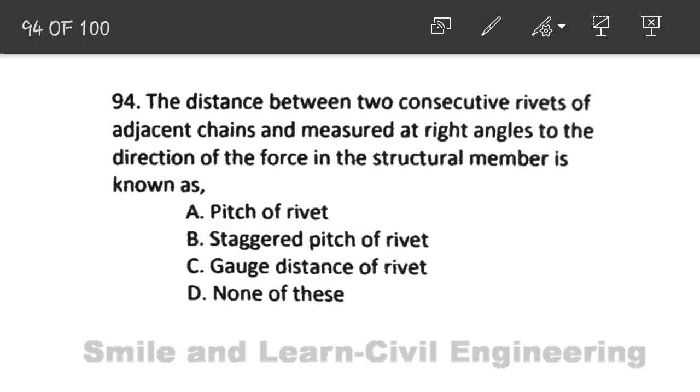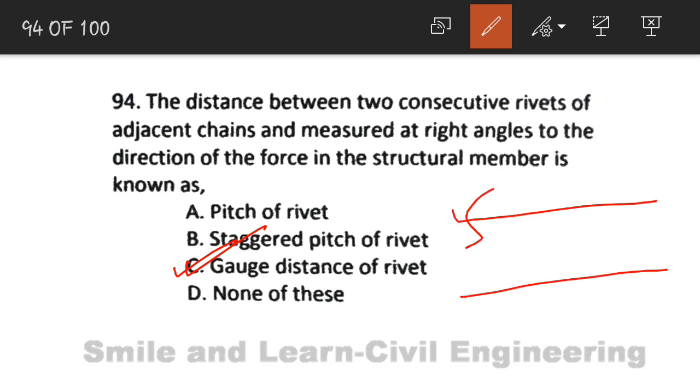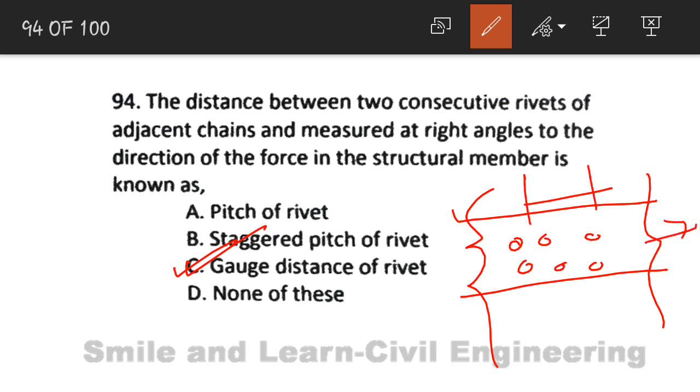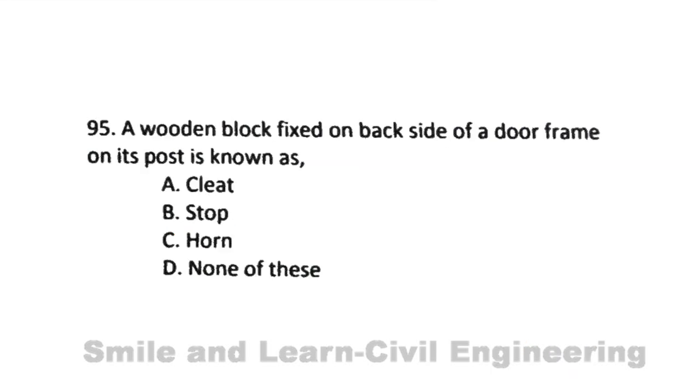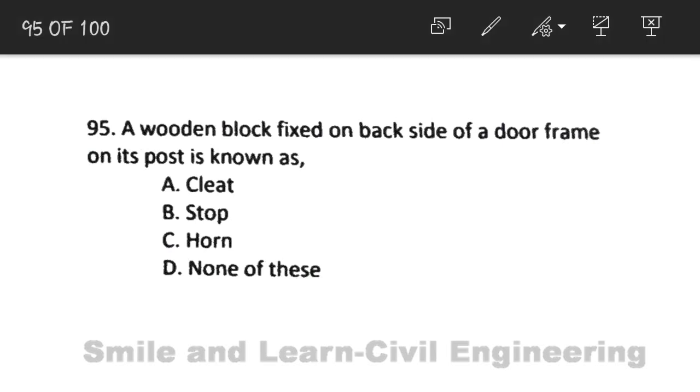Now let's understand this very clearly, gauge, okay. So let's understand this. So what is gauge? So these are rivet lines. Now parallel to force is our pitch, perpendicular to force is our gauge, and this is edge distance, okay, edge distance. Next question, question number 95. A wooden block fixed on backside of a door frame on its post is known as, so correct answer is stop, option B.